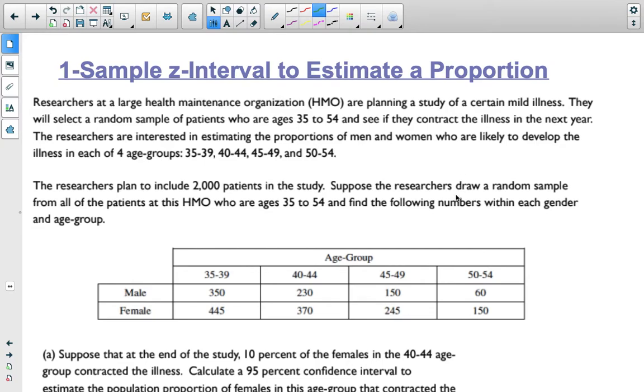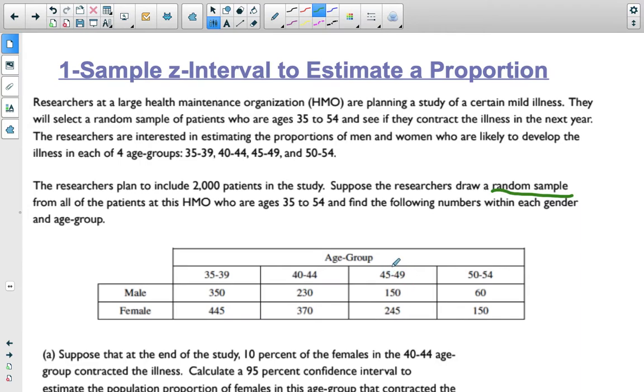Suppose the researchers draw a random sample from all of the patients at this HMO who are ages 35 to 54 and find the following numbers within each gender and age group. So they took a random sample of 2,000 total people. This is the distribution of what they found. These are the numbers of people who fit the category. So we see, for example, that there are 150 males that are between the ages of 45 and 49.